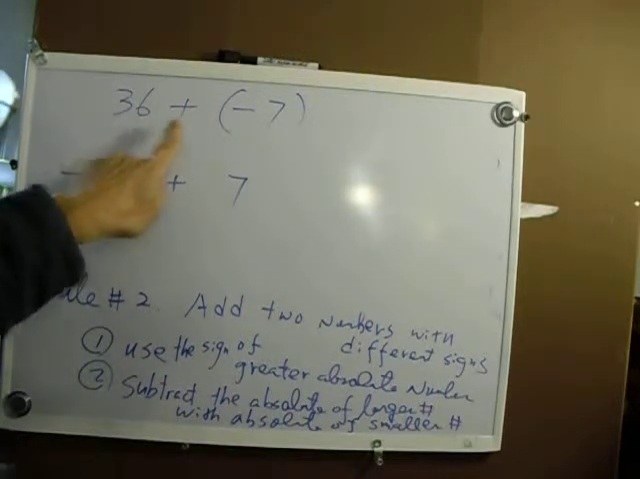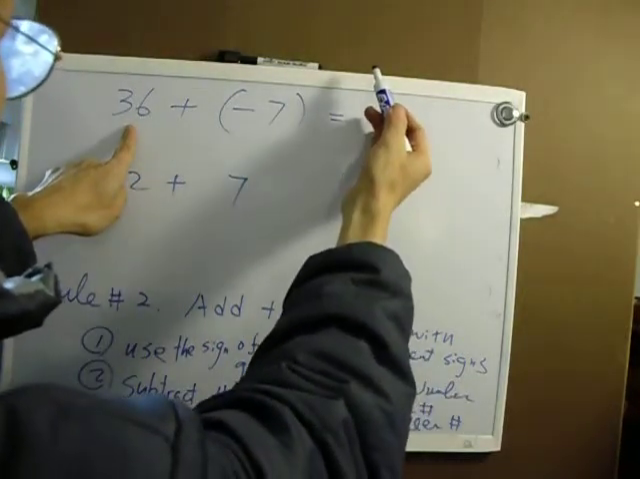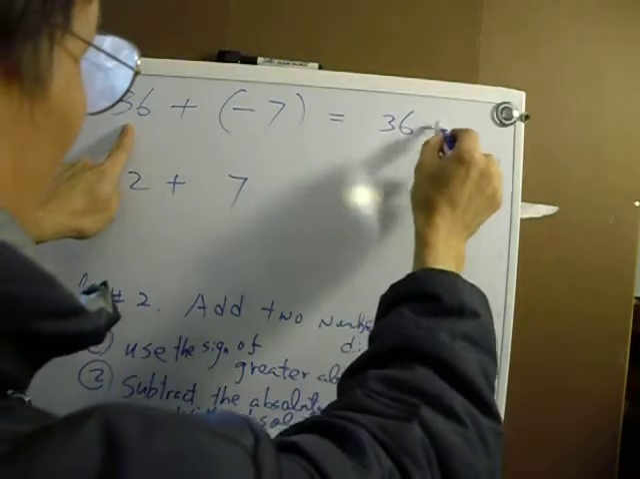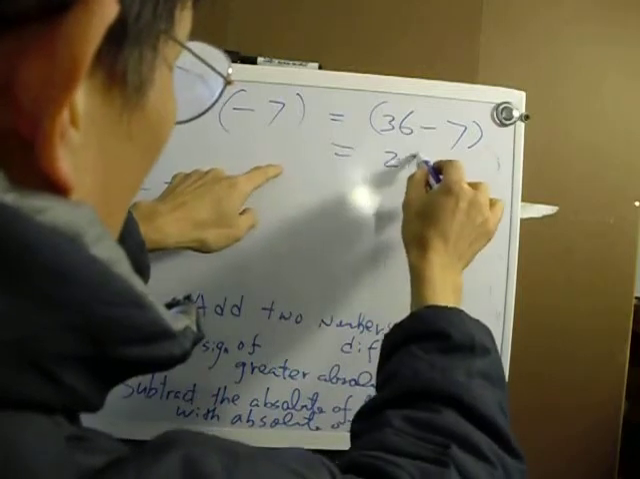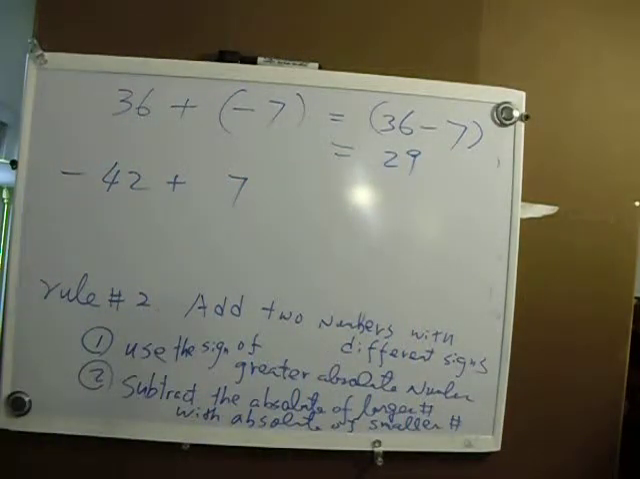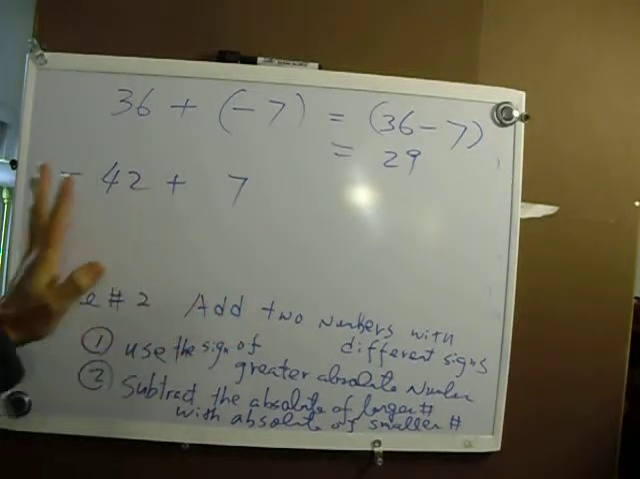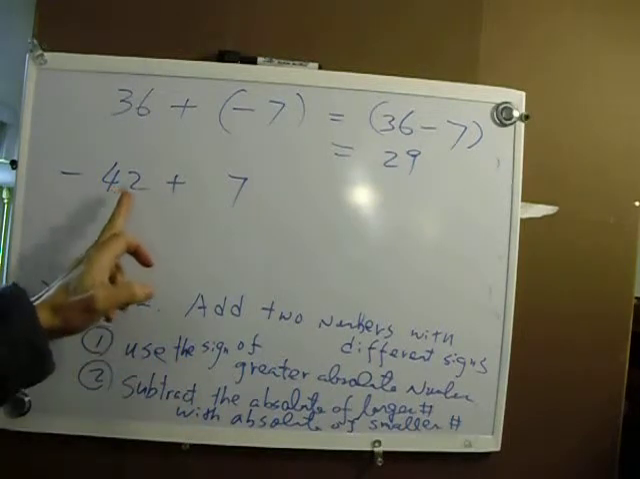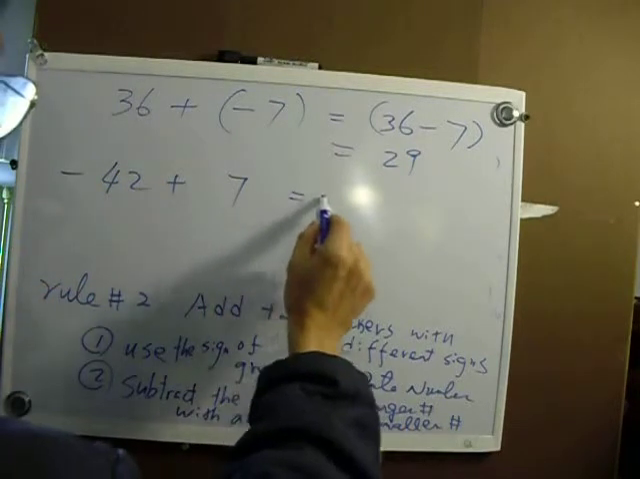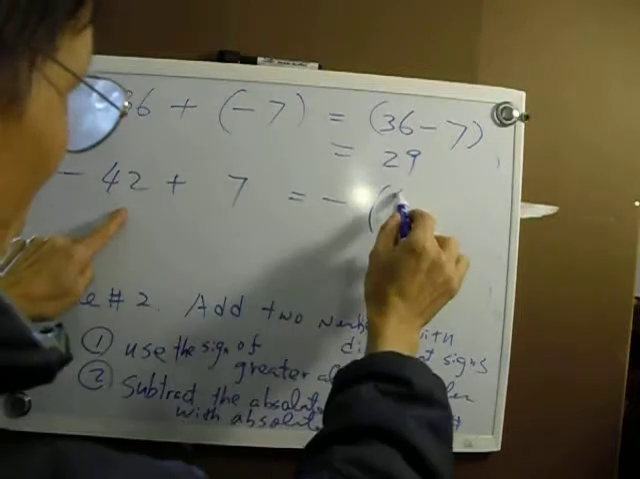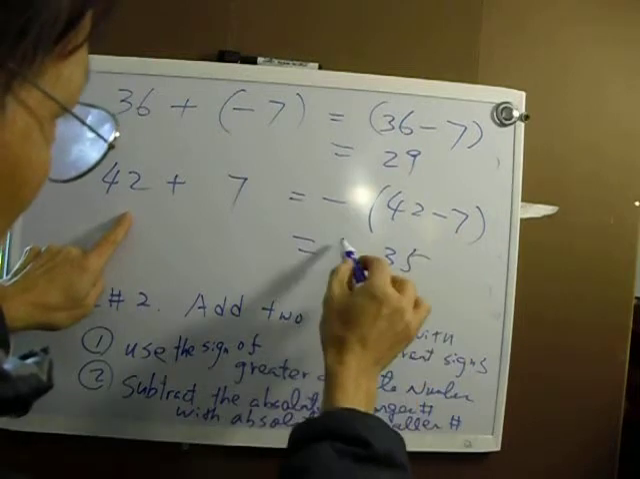The absolute values are 36 and 7. That one is larger, so you know the sign will be positive. So use the larger number and subtract the absolute value of the smaller number. The result is 29. Next example, first one negative, second one positive. These are different signs. This one is larger, and the larger one is negative, so we know the result will be negative. Using the absolute value of 42, subtract 7 to get the value of this part. So here it's 35, and that's negative.